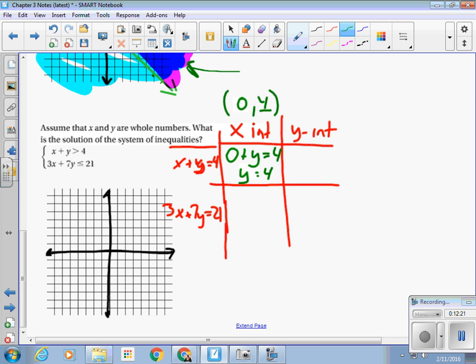Let's go ahead and put that on our graph. x-intercept, 0. That's a y-intercept. It's going to be easier to change this than to erase. All right, so my y-intercept is when x is equal to 0, and my x-intercept is when y is equal to 0.